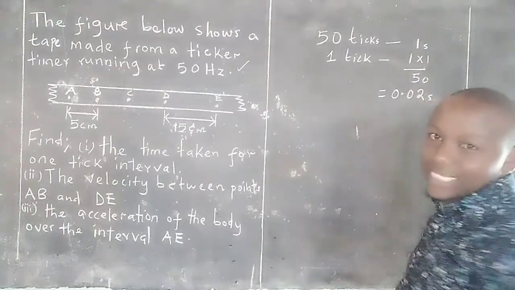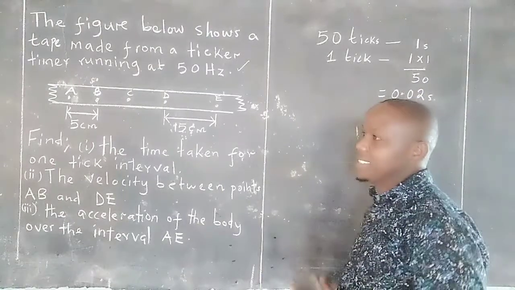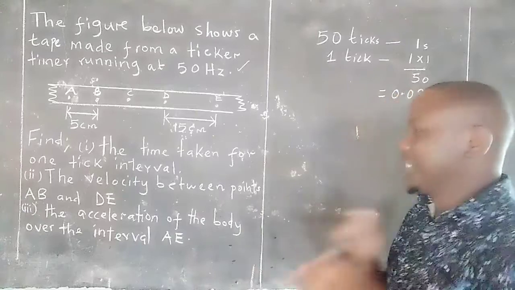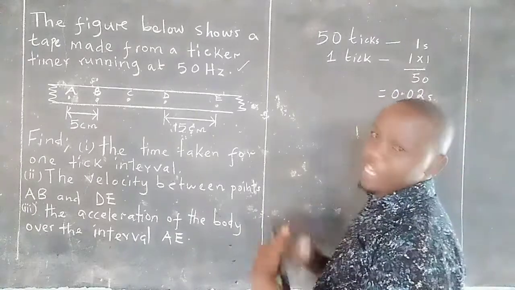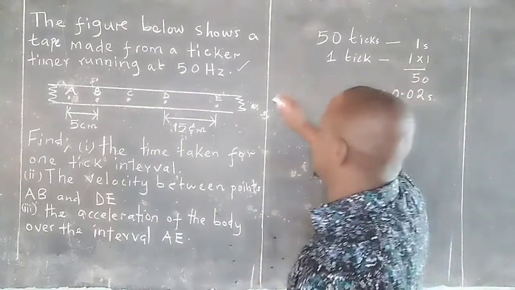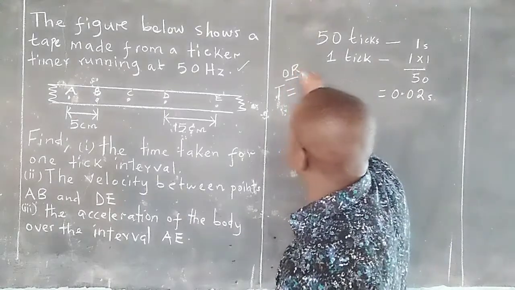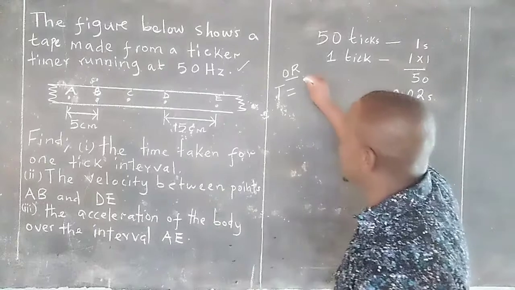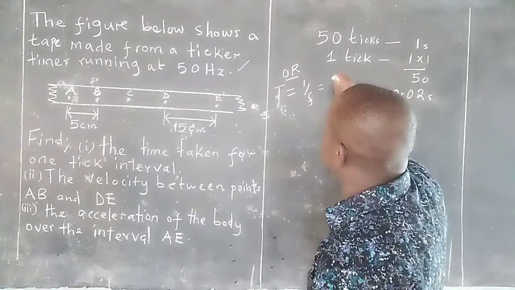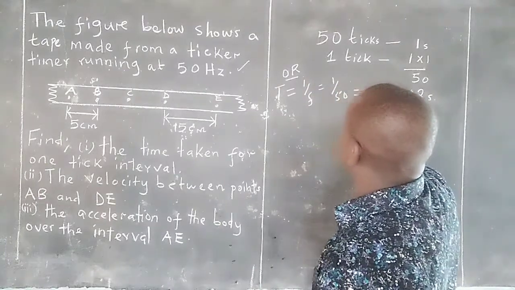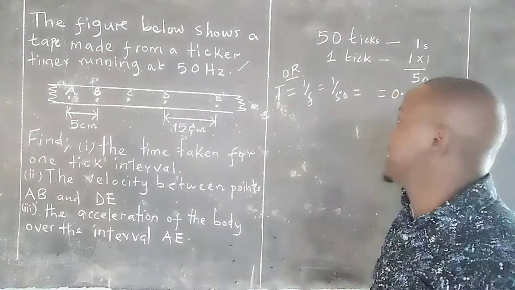Therefore, the time taken for one interval, which in other words is the periodic time, because we usually say that the periodic time T is given by the reciprocal of frequency. Therefore, the reciprocal of 50 will give us the same answer.